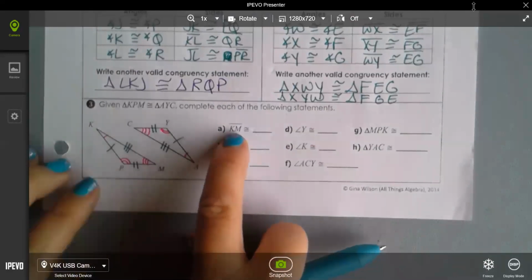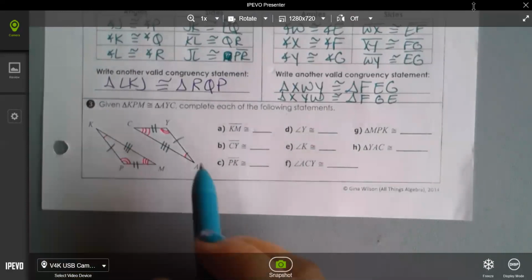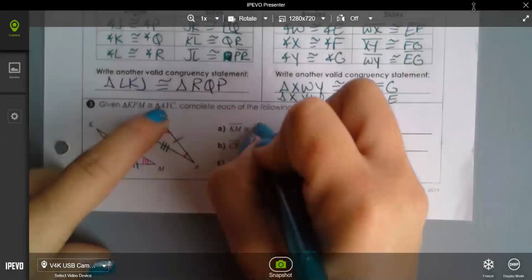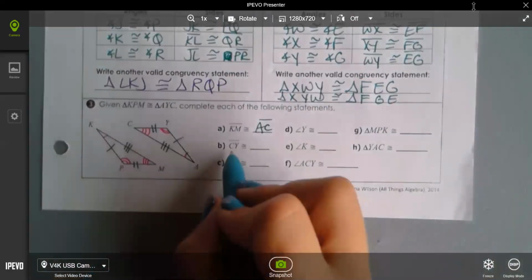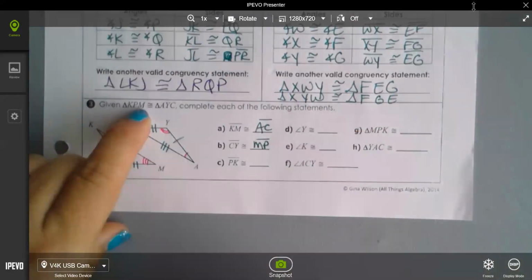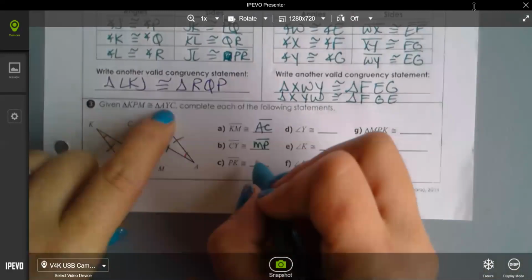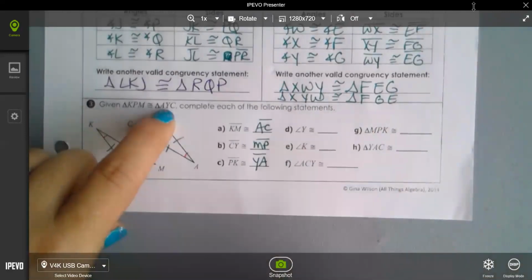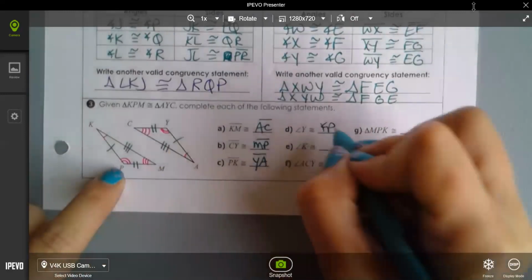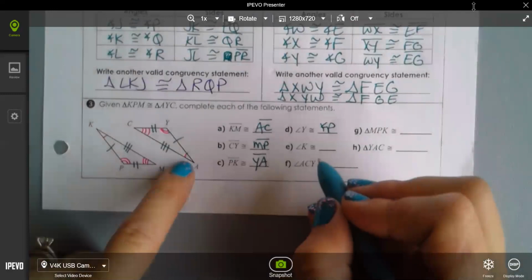All right, so KM. Here's KM, it's got 3 lines, so I go here, 3 lines. Or you can go back to your congruency statement, and go KM first, last, so that's got to go with AC first, last. CY, that is last, middle, so I have to put that with MP, last, middle. PK, that's middle, first, has to go with middle, first, YA. Angle Y, that was 2 lines, it has to go with angle P, that's 2 lines, or you can do it here, middle letter, middle letter. Angle K, 1 line, went with angle A.